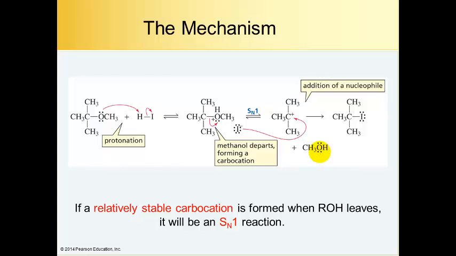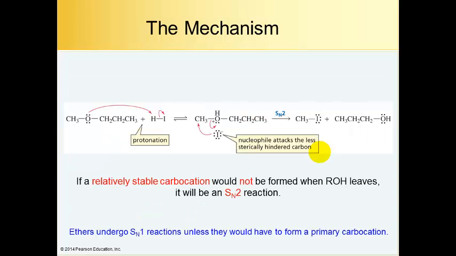If a relatively stable carbocation is formed when the alcohol leaves, then it will be an SN1 reaction. And that's the case with tertiary carbocations. Now here's an example of SN2. We have our ether. It gets protonated in the same way.